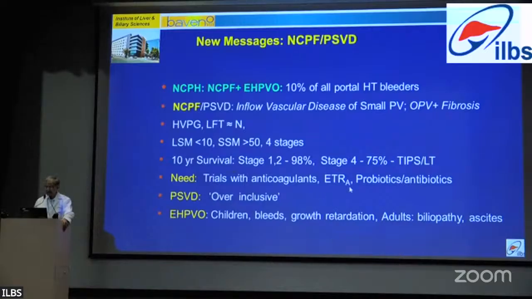I'm just trying to say my thinking is probably the only lone voice in this area, but I stick to my curiosities and thinking. So I think PSVD is not correct, it is over-inclusive. I think it is still non-cirrhotic portal fibrosis, the way we have described, and I would like my colleagues and fellows to test this. EHPVO occurs in children with bleeding and growth retardation, and in adults biliopathy and ascites are the main things. I hope what I presented in Babino, I have modified with the new paper, and I hope I have given you some clear messages. Thank you for your attention.